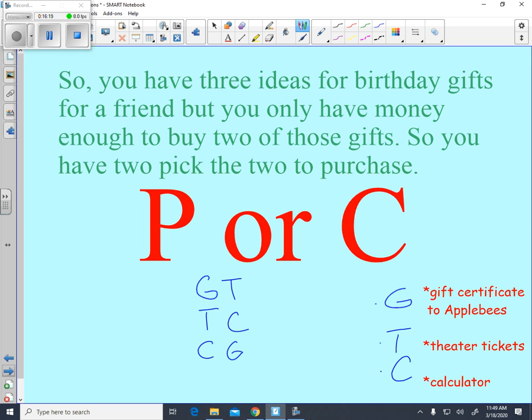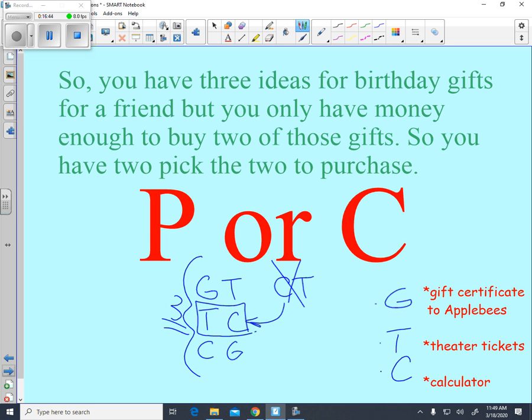I would not list calculator and tickets here because this is calculator and tickets. It's the same combination of the two, and the order doesn't make any difference. The friend is getting the same two gifts. So I'm pretty sure the sample space only has three outcomes in it.